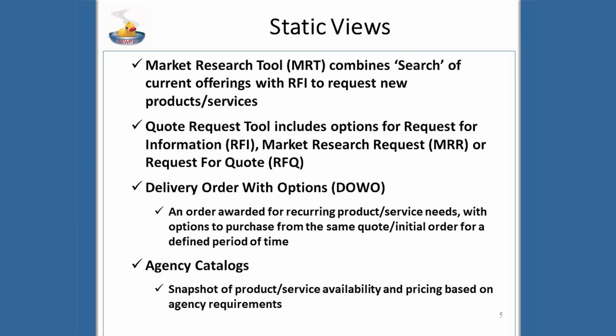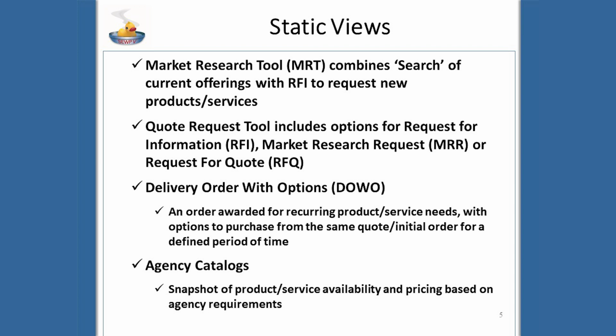Another way to obtain a static view is to use our quote request tool, ask for a quote, ask for market research information, and in so doing, you will obtain from the companies a verified list of products and services that will meet your needs, and that then is a static view because that will stay static until that quote is no longer valid. So those are two general basic ways of doing a static view.